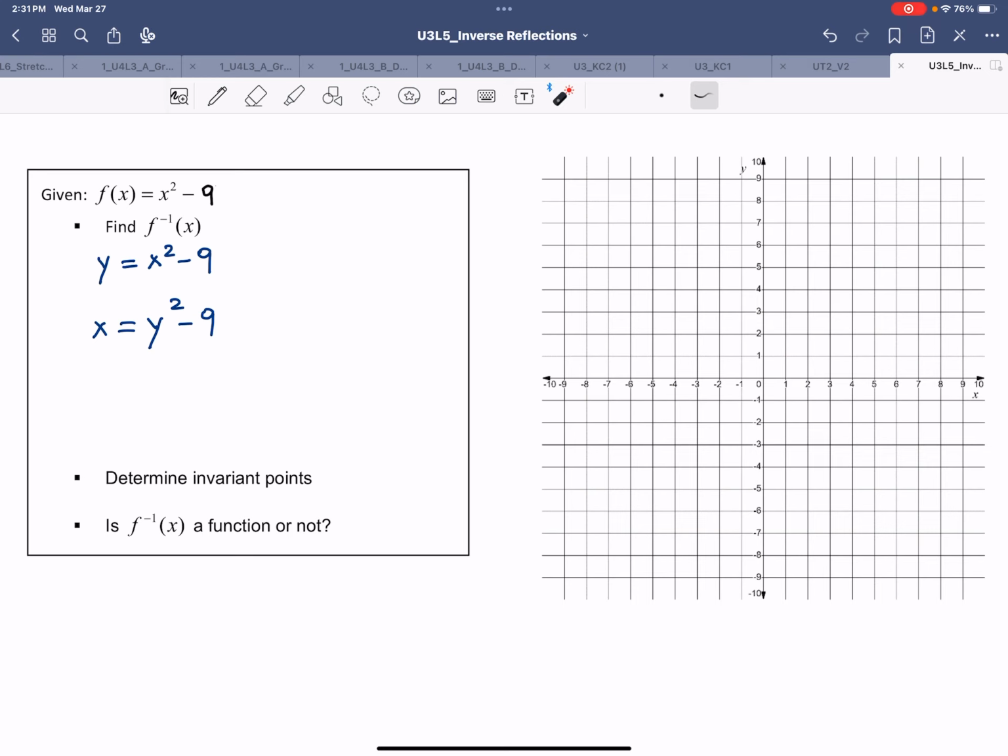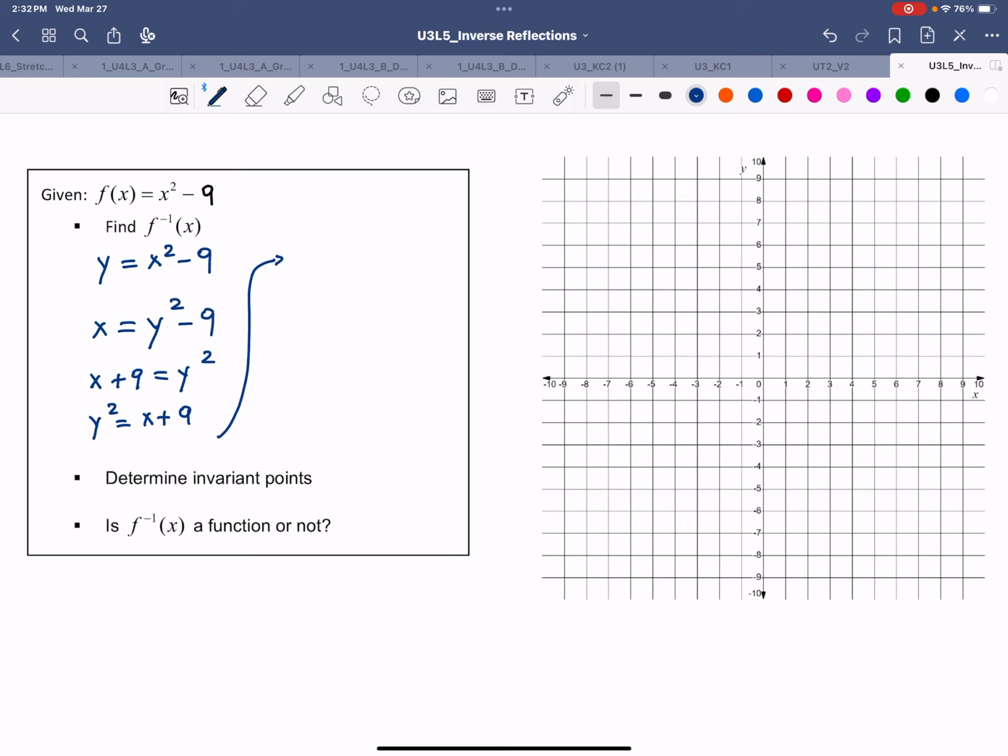Now we need to solve for y because this is our inverted relation, and we need to solve for y in order to write the equation in the form y equals whatever it does in terms of x. So we'll have to take negative 9 to the other side. We can rewrite it as y squared equals x plus 9.